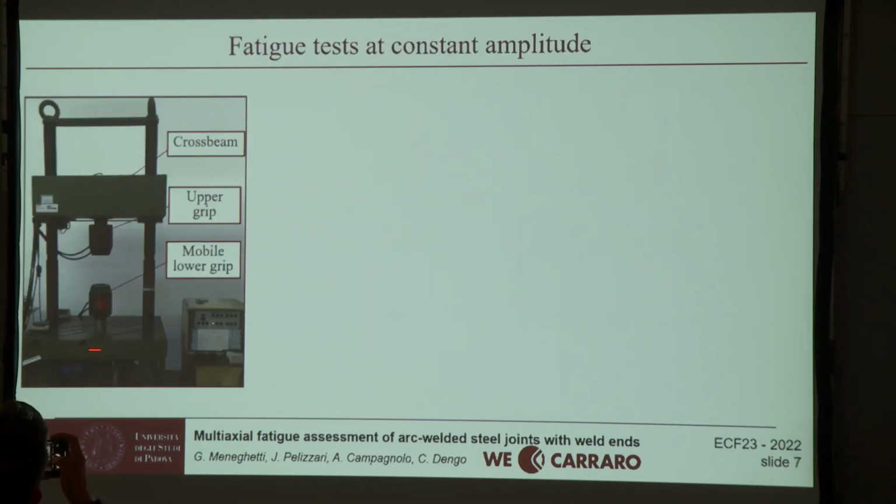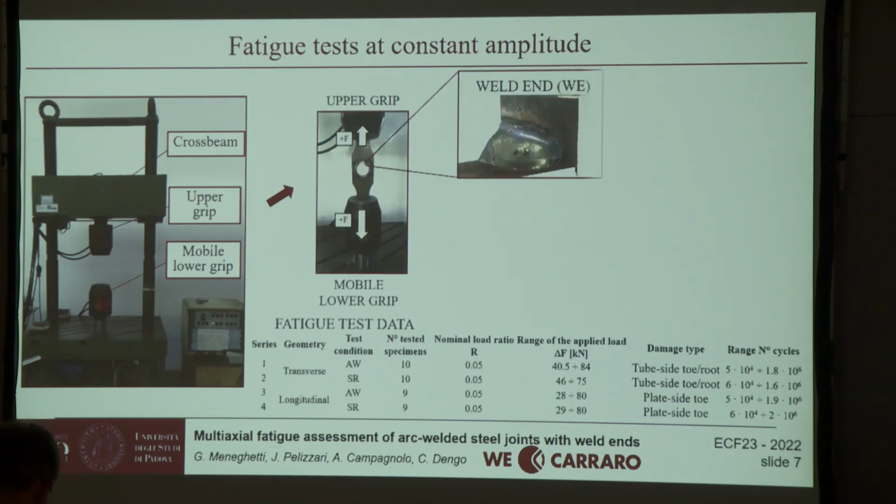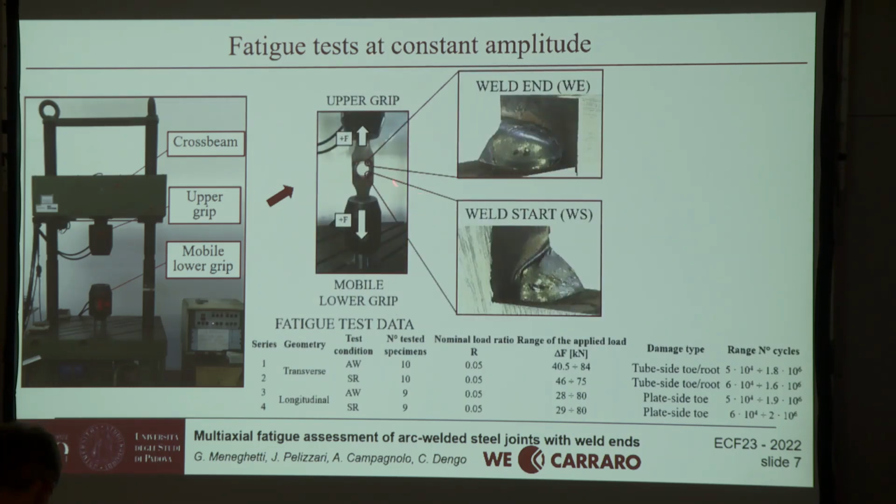This is the testing machine that we used. It is a uniaxial machine for fatigue tests, and in this macro there is a detail of the local geometry of the weld end and of the weld start, and as you can see, they differ a lot.